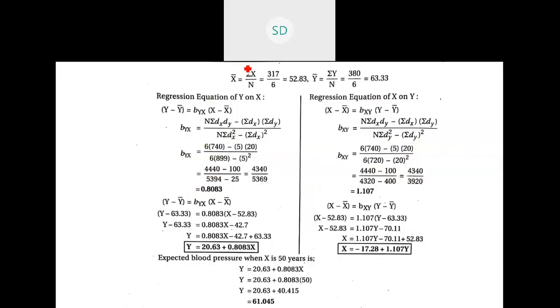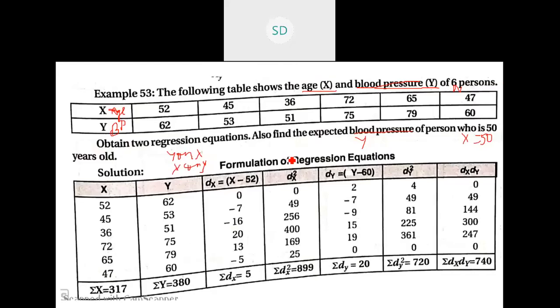So coming here, x bar is equal to sigma x by n, 317 by 6, which is 52.83. Again for y bar also, you get 63.33. That is why we are not taking the actual mean, because you get these decimal values, and later when you square them it will become very difficult for us to add up and maintain the numbers. So instead of the actual mean, let us assume one number from x and put that as the assumed mean. Similarly, from y also we will assume one number and put that as the assumed mean.